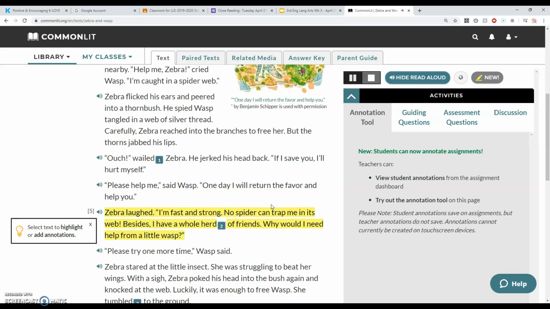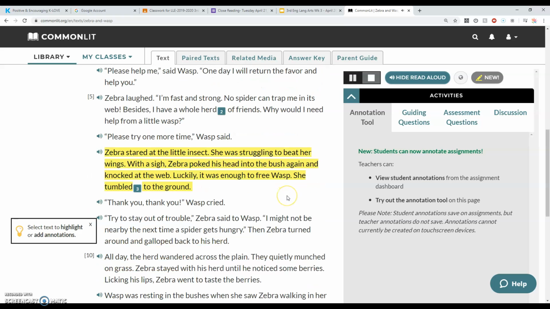Zebra laughed. "I'm fast and strong. No spider can trap me in its web. Besides, I have a whole herd of friends. Why would I need help from a little wasp?" "Please try one more time," Wasp said. Zebra stared at the little insect. She was struggling to beat her wings. With a sigh, Zebra poked his head into the bush again and knocked at the web. Luckily, it was enough to free Wasp. She tumbled to the ground. Thank you," Wasp cried. "Try to stay out of trouble," Zebra said to Wasp. "I might not be nearby the next time a spider gets hungry." Then Zebra turned around and galloped back to his herd.